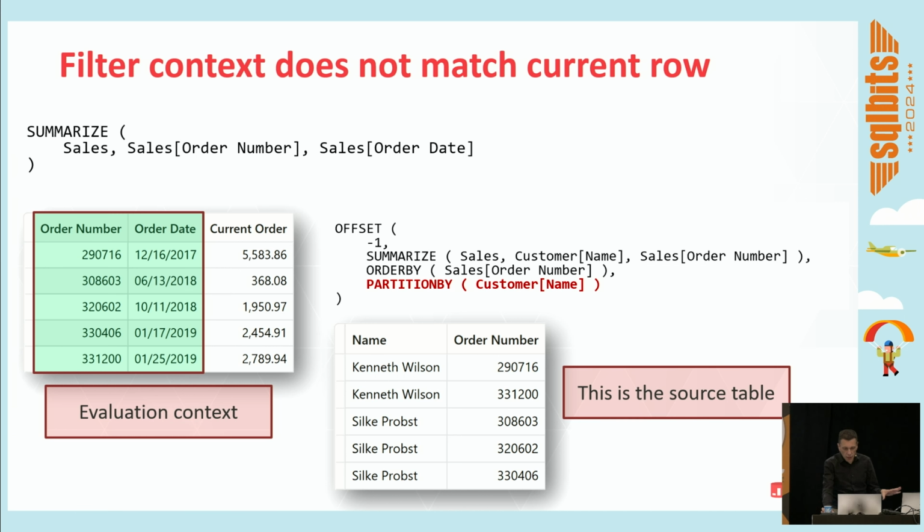In this evaluation context, we executed this summarize. So summarize is executed only once, not for each row, only once, and it produces this result. The result has 5 rows, just different values, the name of the customer and the related order number. So we materialized in a table the missing part we didn't see before.